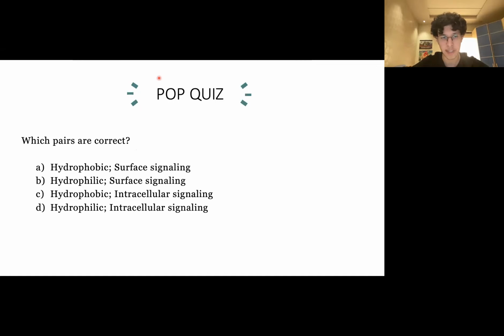All right, so yes, B is correct. And is there another correct answer? C, very good. B and C are both correct. So we said hydrophilic will bind on the surface and hydrophobic will bind intracellularly. Does anyone not understand why that happens?